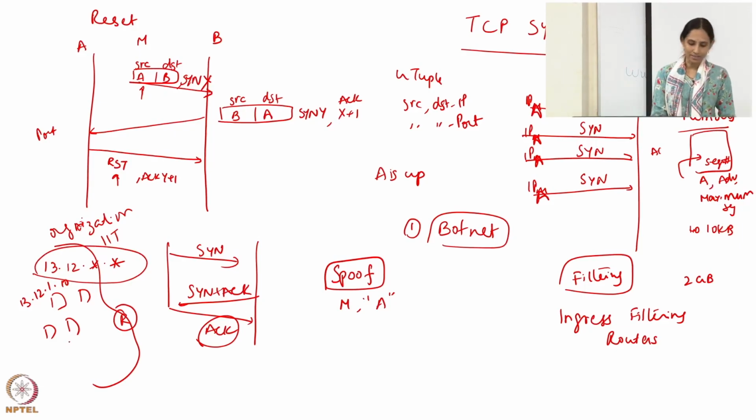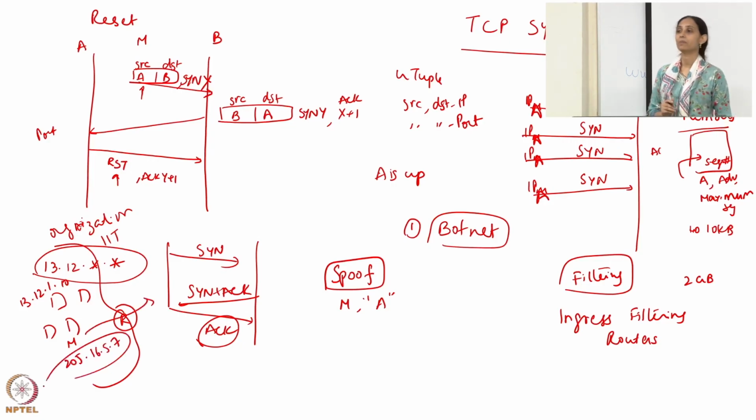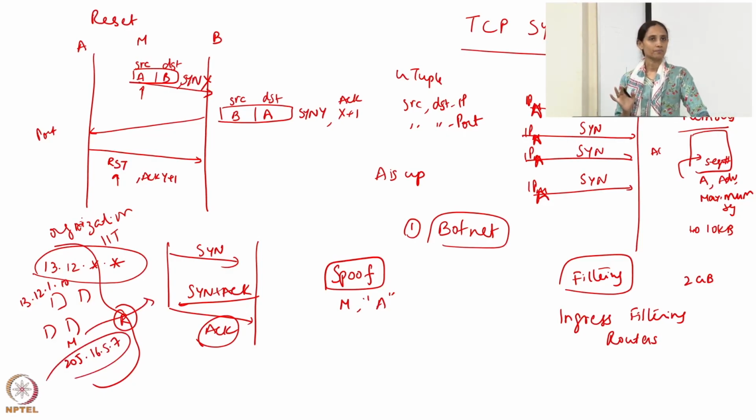Now, if Mallory is sitting somewhere here and is trying to spoof someone's IP address, which is let us say 205.16.5.7, this router knows that this IP address does not belong to my organization, and routers are configured to drop such packets. They will not send out packets where the source IP does not belong to that particular organization. That is called ingress filtering.